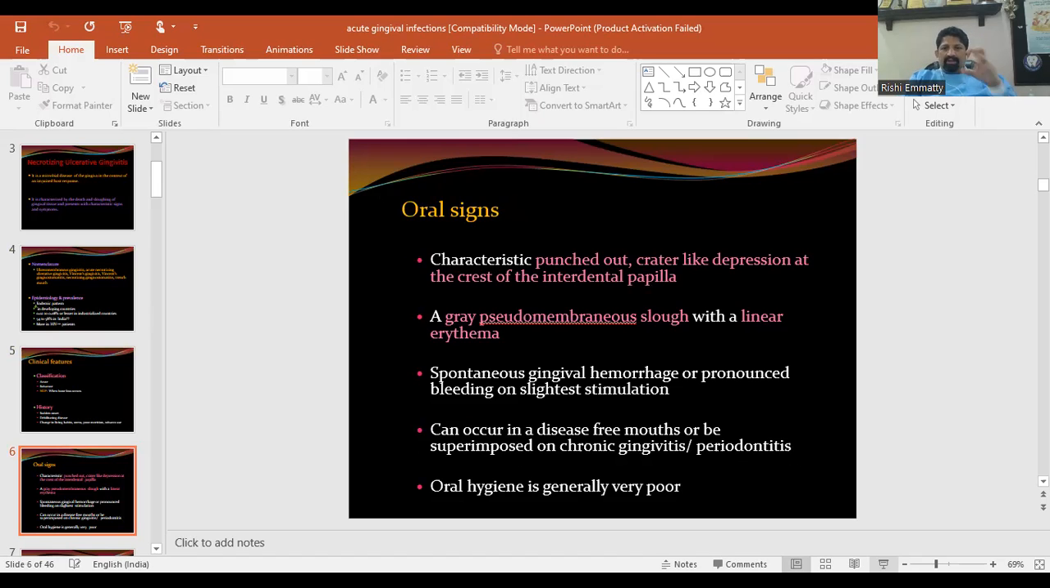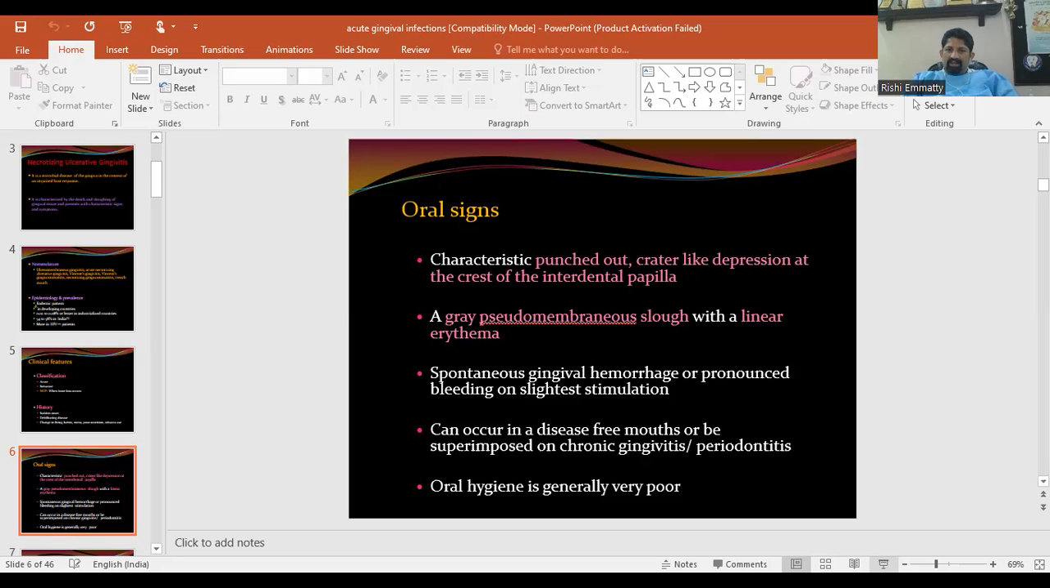These are the typical signs you can see of NUG; no other gingival condition shows this. The main characteristic is a punched-out, crater-like depression at the crest of the interdental papilla. Another typical feature of NUG is a gray pseudomembranous slough with linear erythema, that is, grayish sloughing of the tissues with linear erythema. These two are the characteristic features. Seeing that clinically, you can easily diagnose it as necrotizing ulcerative gingivitis.